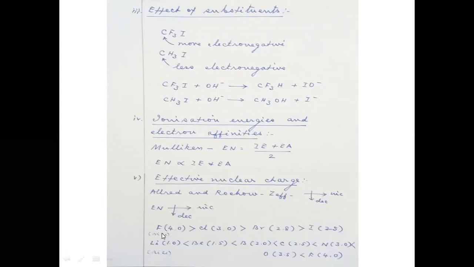See, down the group, you can take this as an example. Fluorine 4.0, chlorine 3.0, bromine 2.8, iodine 2.5. These are the electronegativity values. But along the period, lithium 1.0, beryllium 1.5, boron 2.0, carbon 2.5, nitrogen 3.0, oxygen 3.5, and fluorine 4.0. So along the period, electronegativity increases, and down the group, electronegativity decreases.